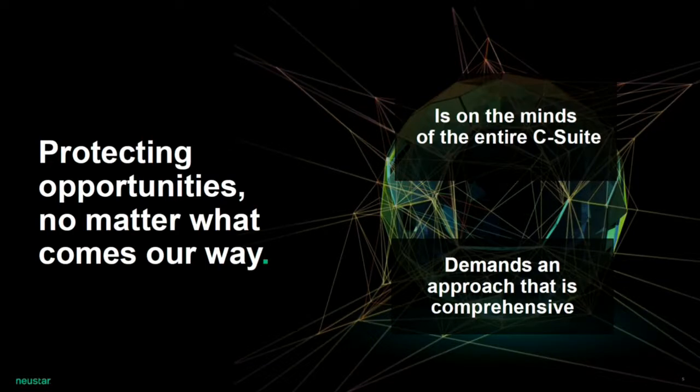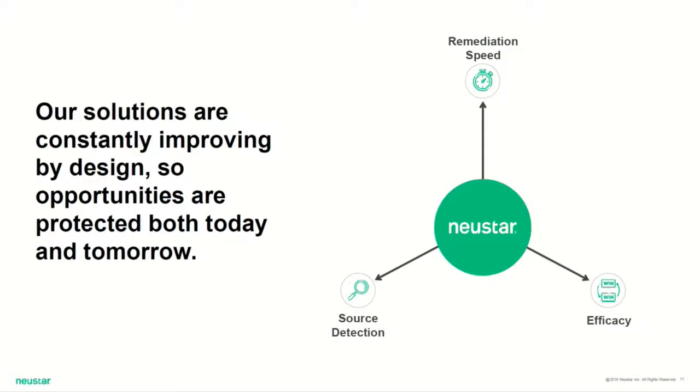Digital infrastructure challenges will threaten operations and brand reputation, and protecting opportunities demands a comprehensive approach. The constant evolution of digital infrastructure challenges requires going above and beyond just simple IT solutions. So at Neustar, we're constantly working to improve the speed of our networks, our source detection capability, and our overall efficacy. So there's higher throughput, fewer false positives, and lower latency overall. As Jeff said earlier today, failure is catastrophic.